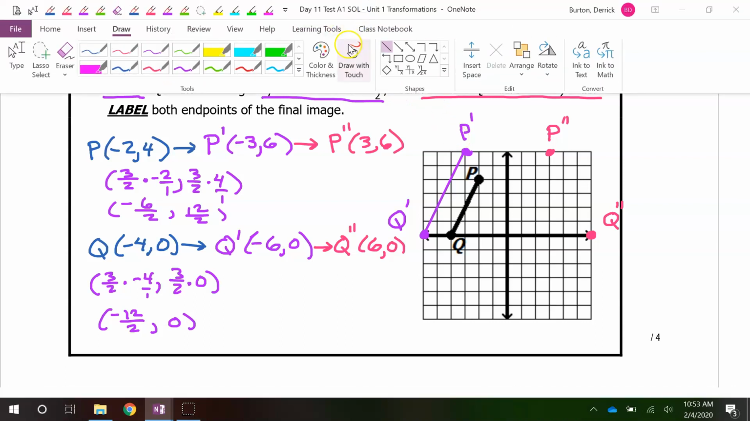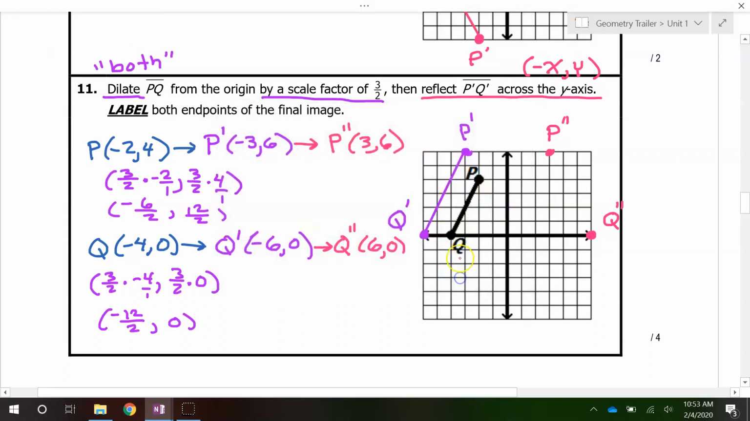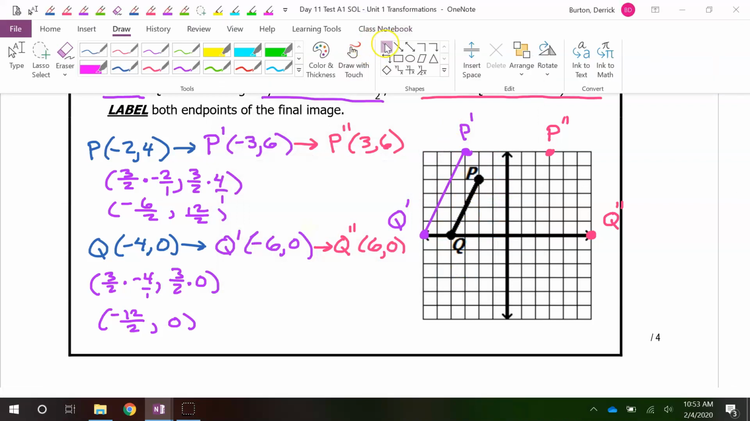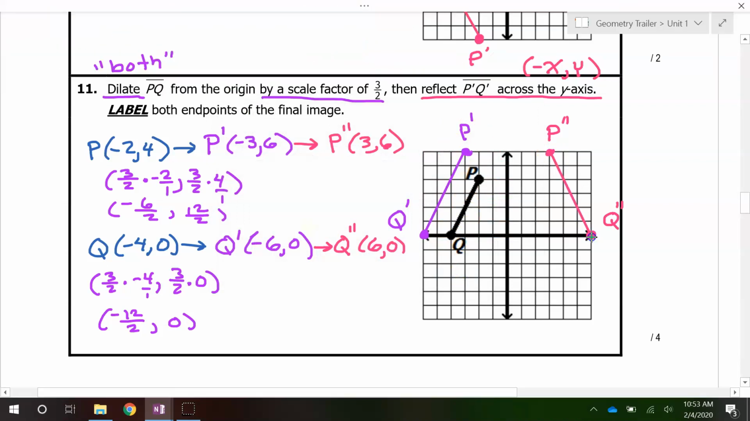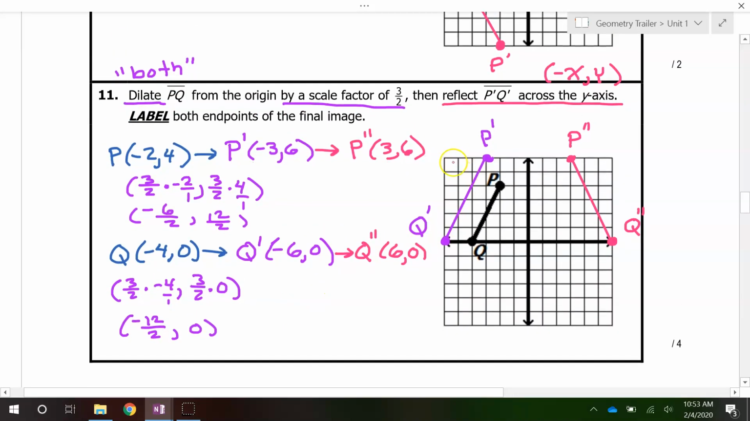Oh, I probably have to change this. So that is the final answer. So this red is the final answer. Technically, you didn't actually have to draw the purple one at all. If you were going to just use the rules the whole way, you could have just done the writing part, and then you would have gotten these red answers, and you could have just plotted them without showing the purple part.